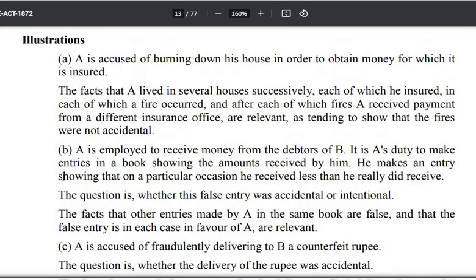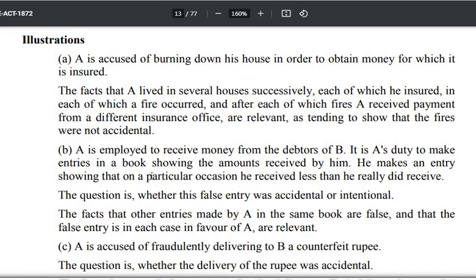Next one. A is employed to receive money from the debtors of B. It is A's duty to make entries in a book showing the amounts received by him. He makes an entry showing that on a particular occasion he received less than he really did receive. The question is whether this false entry was accidental or intentional.